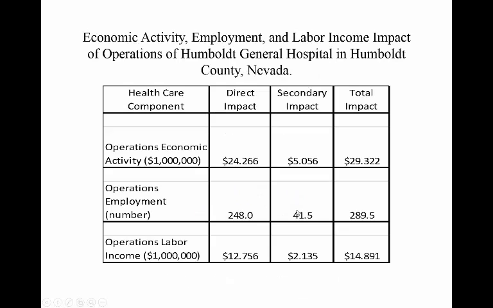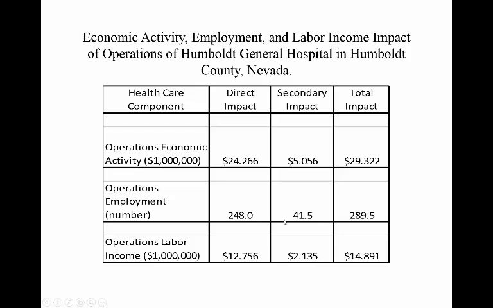And when we talk about them, here they are. The economic activity, employment, and labor income impacts of operations from Humboldt General Hospital within the Humboldt County economy. As you see, they had a direct impact of about $24.3 million. With the industry linkage, you had an extra $5 million, which means Humboldt County had a total economic activity of about $29.3 million. That's a pretty big economic sector. And it's even getting stronger as Humboldt County gets more and more services. This is a sector that's often overlooked. It is big to the general economy of Humboldt County.